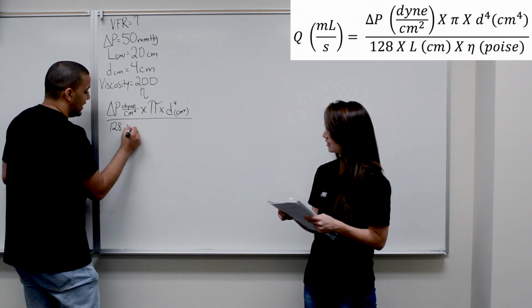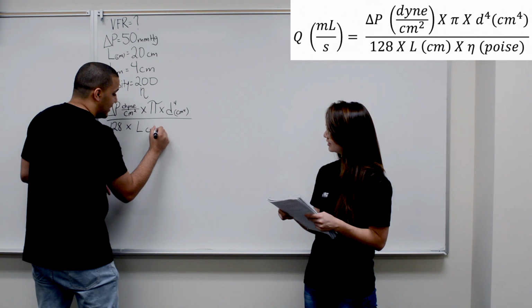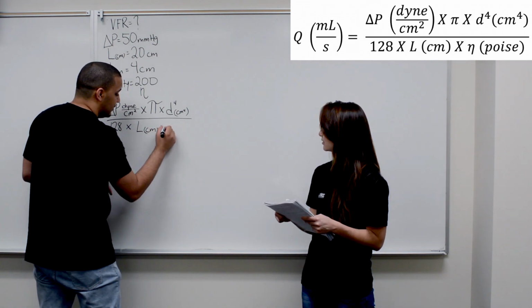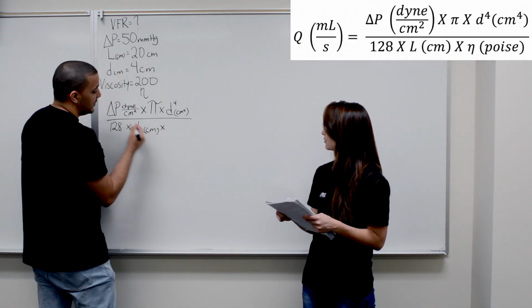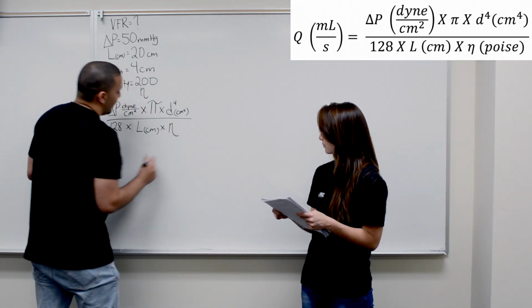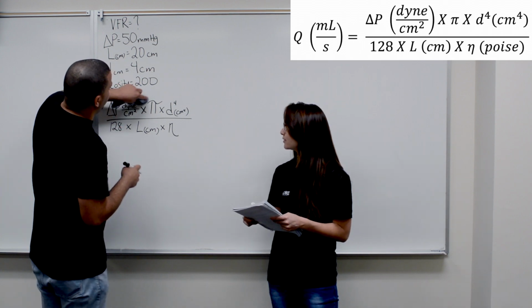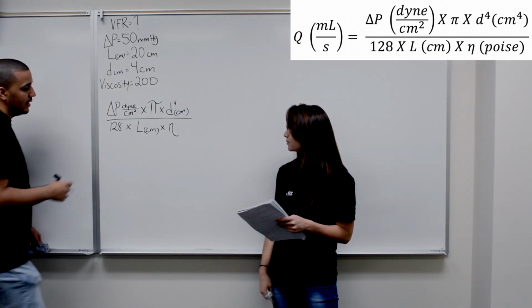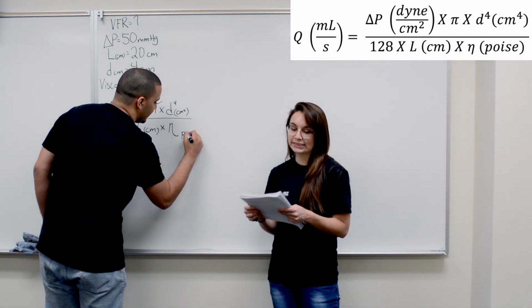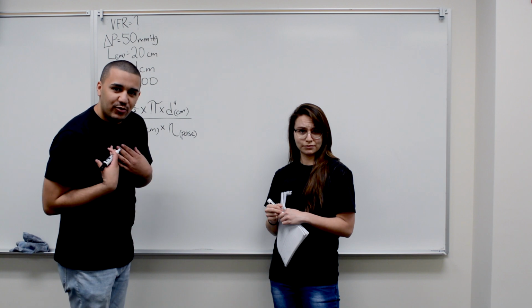128, where did that come from? Don't worry about it. Length in centimeters times your viscosity, which is represented by this symbol right here. And just to not cause any confusion with that being right over it, let me take that out for you. All right, Poiseuille. And I can put Poiseuille for you right there.